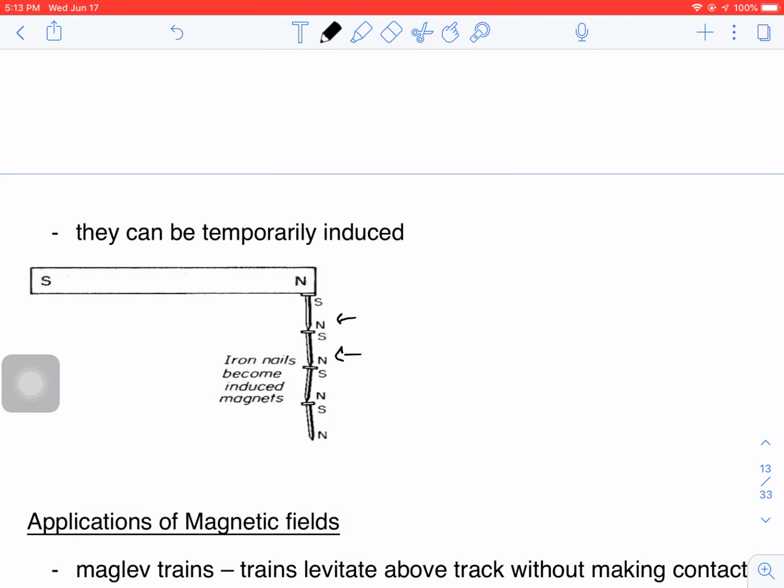You can see that if the original inducing magnet is strong enough, I can get many of these nails to line up because I just keep inducing. But as I get further and further, the effect gets diluted because it's not a perfect transfer of magnetic field throughout the entire chain of nails.